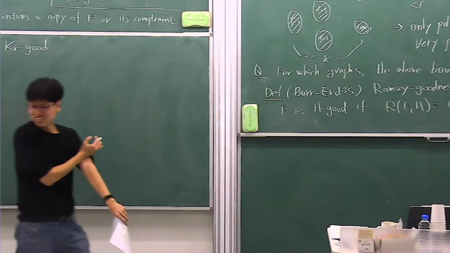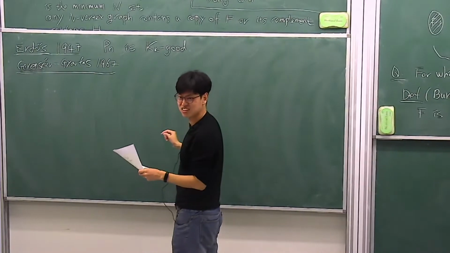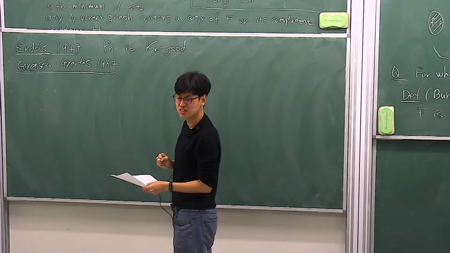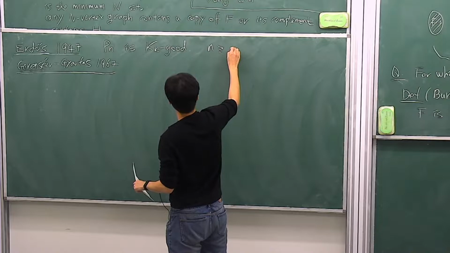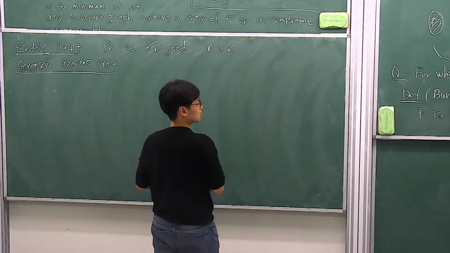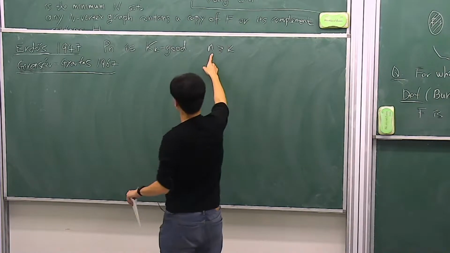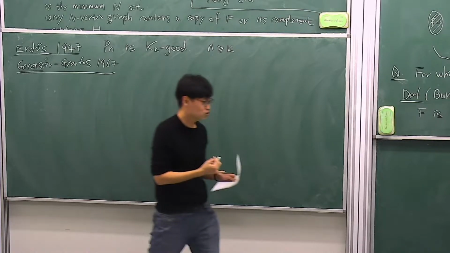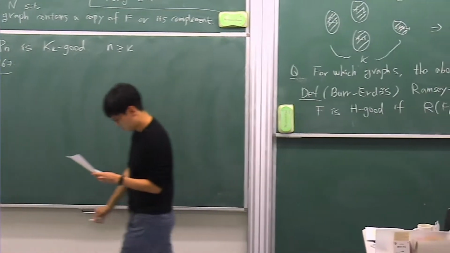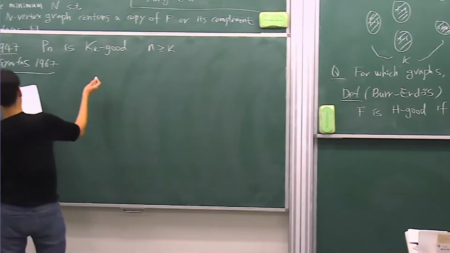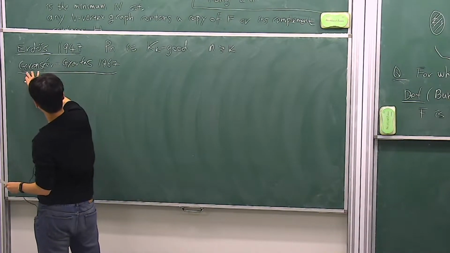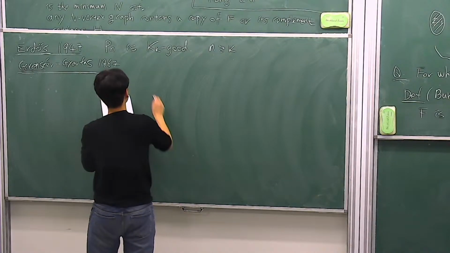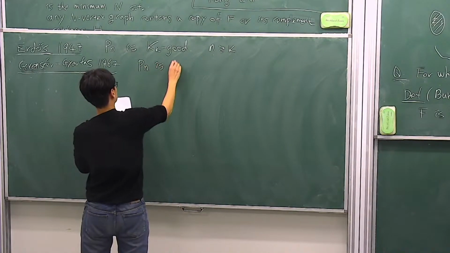Well, this one. M, N bigger than K, yes, right. Is it K or bigger than K? There is a condition, right? I forgot to write it here. Yes, there is a condition. And then Gerencsér and Gyárfás showed that the Ramsey number of P_n and P_k is equal to this.